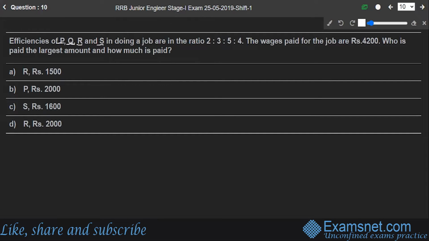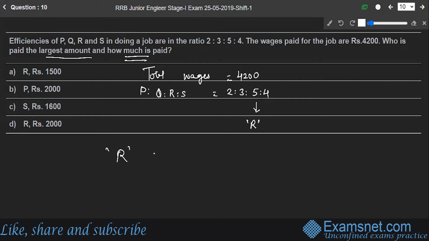Efficiencies of P, Q, R, S in doing a job are 2:3:5:4. The wages paid for the job are 4,200. Who is paid the largest amount and how much is paid? See, you are given the efficiencies, right? And you are given that the wages paid for the job are this much. So that means total wages is 4,200 and the efficiency of P, Q, R, S is 2:3:5:4. So who has the highest one? 5, that is held by R, the largest amount.